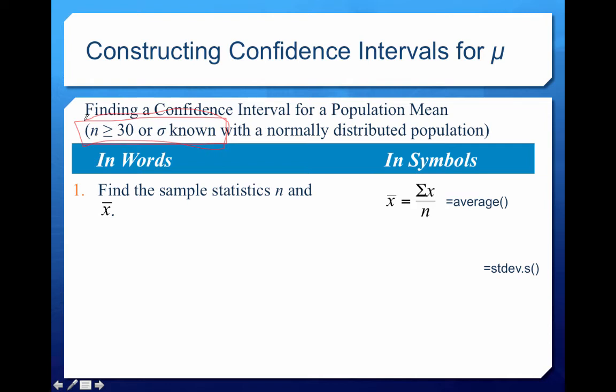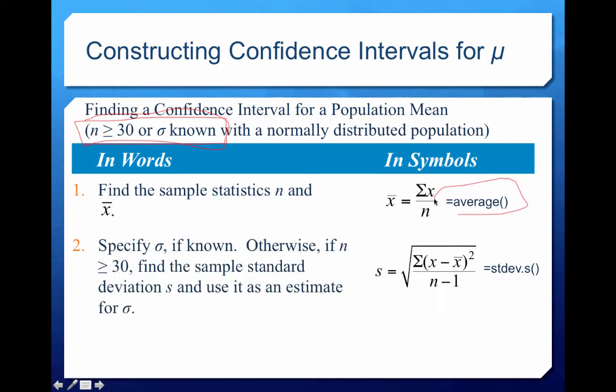Step one, we're going to find the sample statistics, n and X bar. Obviously we can just get a count of how many data points we have. And for our sample average, in Excel we just type equals AVERAGE and grab all of our data. If the standard deviation is known, it's in the problem, then great. If we're given raw data, we're going to need to calculate the sample standard deviation. Even though there is a formula, we know how to do this in Excel using equals STDEV.S, and we'll grab all of our data.